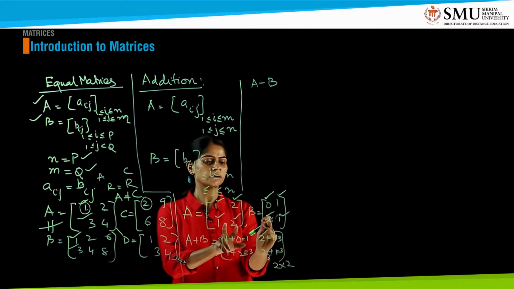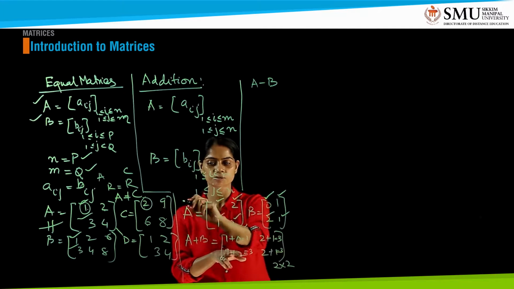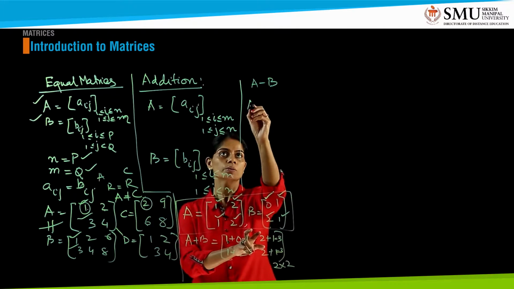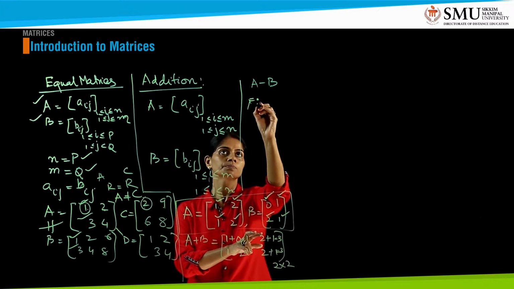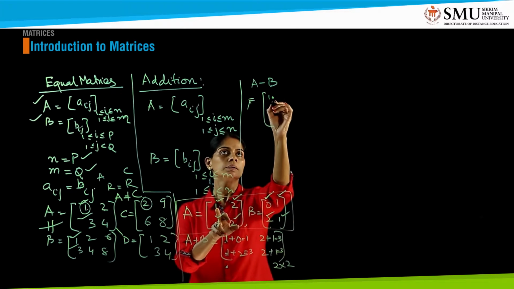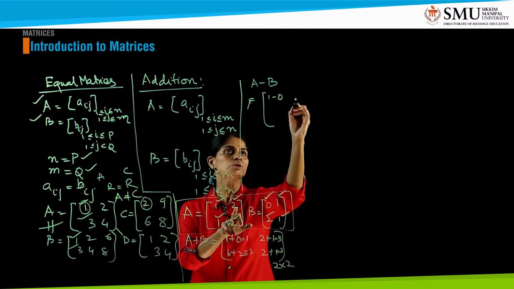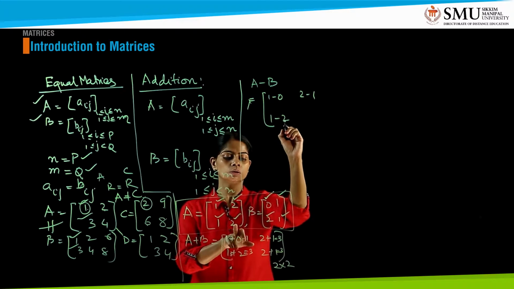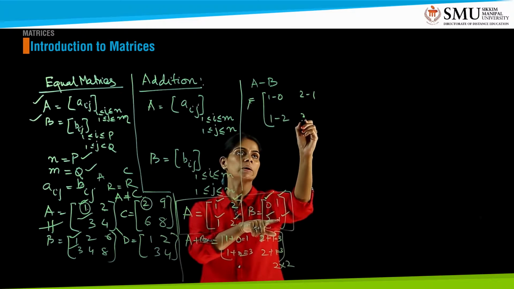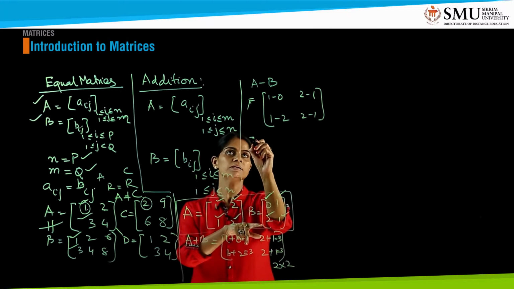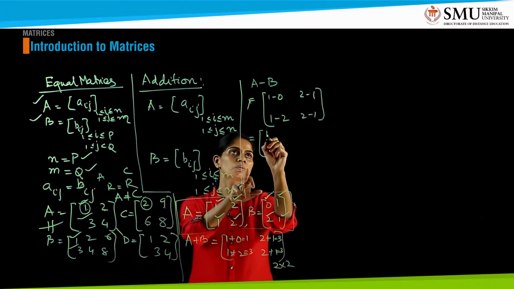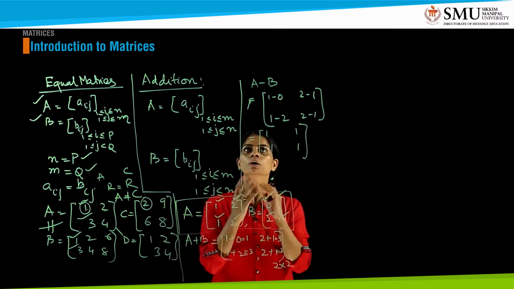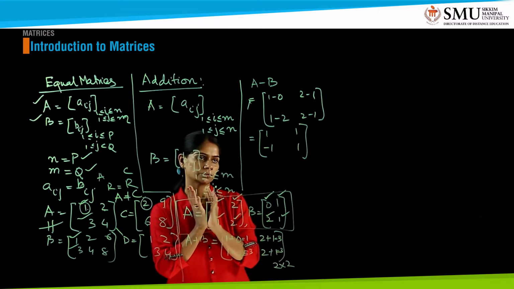So, if you look at these two matrices, again considering the same example, let us see how to do the subtraction. So, A minus B is equal to 1 minus 0, 2 minus 1, 1 minus 2, 2 minus 1. Solve it. This is 1, 1, minus 1, 1. So, this is how you can subtract two matrices.